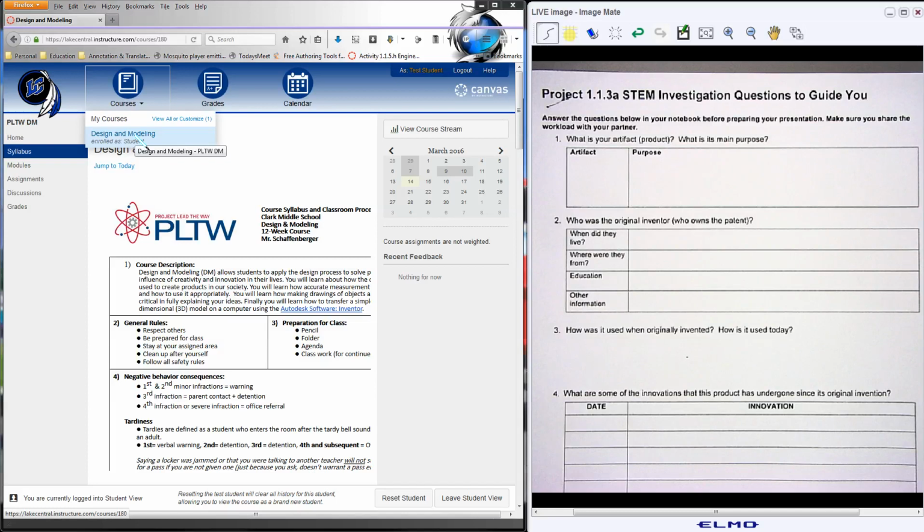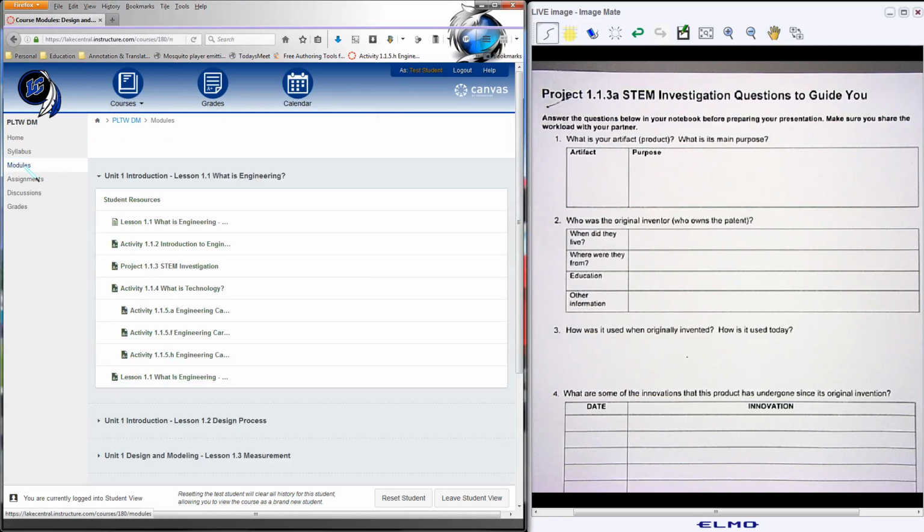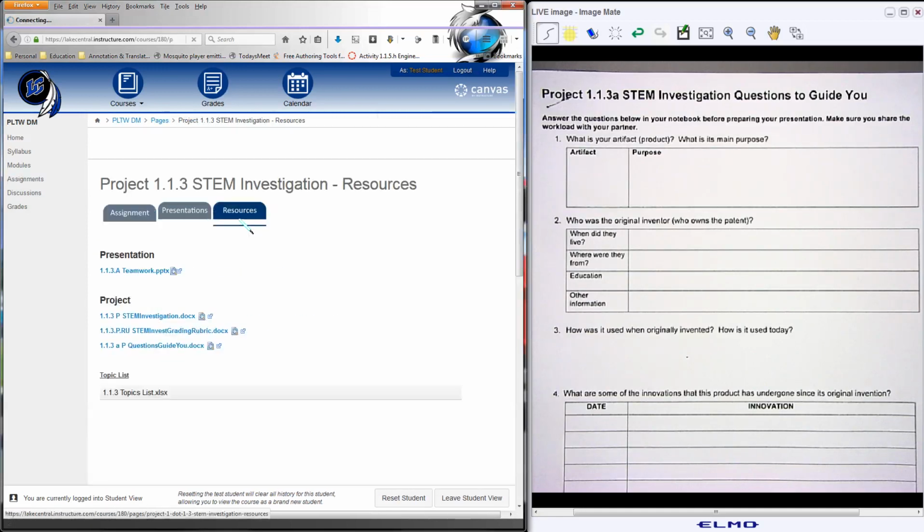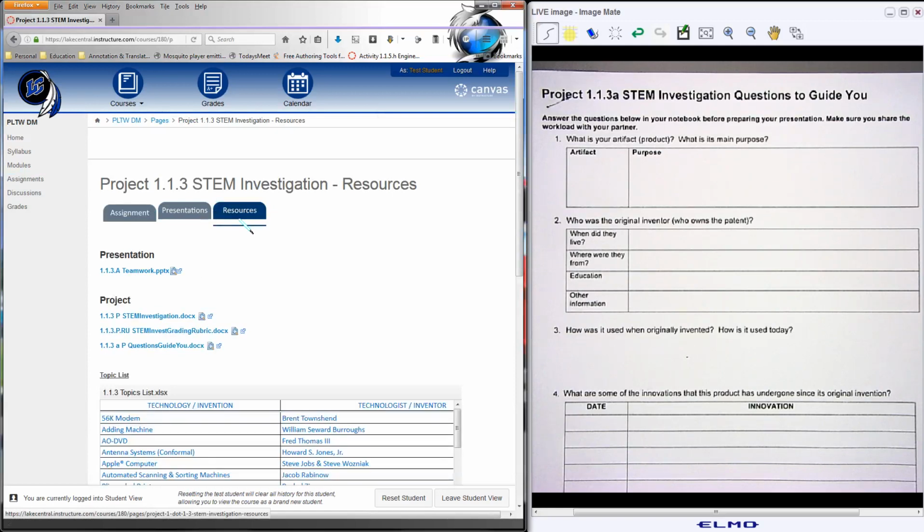So we're going to go to the modules once we get into Design and Modeling, and you'll need to go to the project 1.1.3. Everything is numbered here on our Canvas site, so it's easy to find our assignments and projects. The next thing you'll need to click on are the resources. The resources tab has everything that you'll need from that assignment.